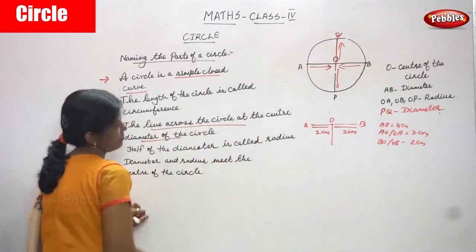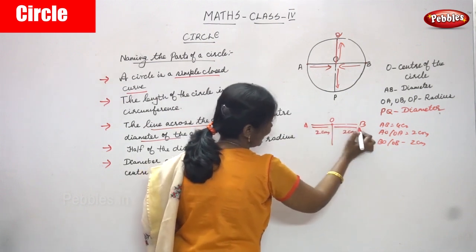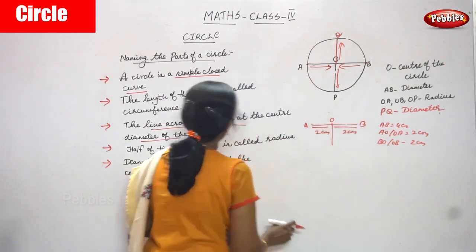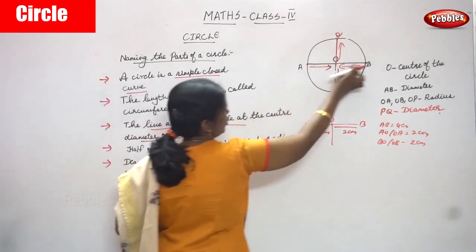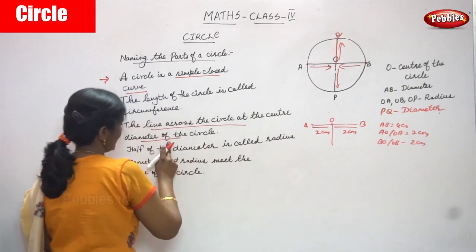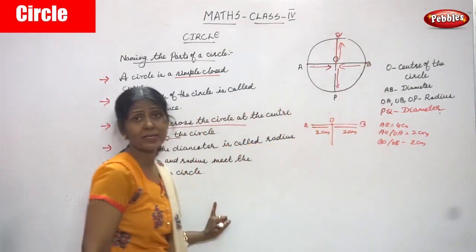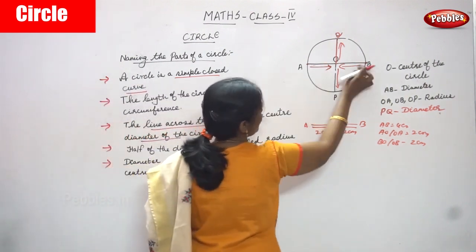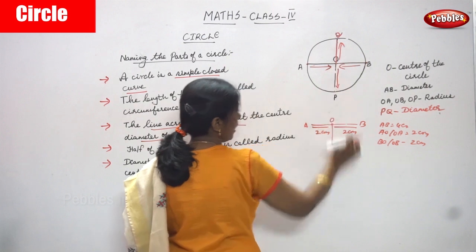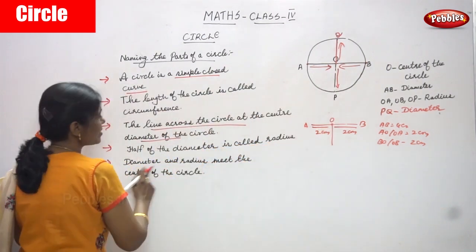So half of the diameter is a radius. The diameter is the line across the center of the circle. That is what I have written: the line across the center of the circle is called a diameter, and half of the diameter. So this is the diameter. Then we cut it in half, and half of the diameter is called the radius.